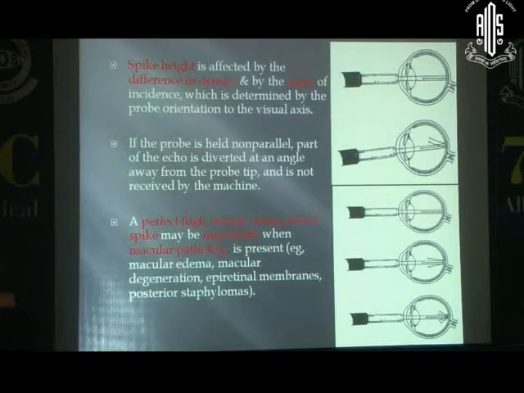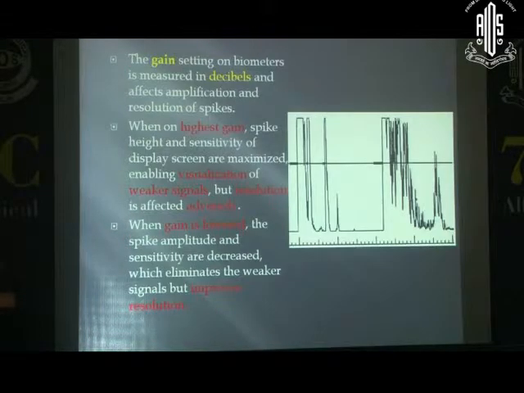Spike height is affected by the different density of the medium as well as the angle where the probe is directed. For a perfect spike height, you need to be perpendicular. If there is a gross macular pathology, it is a bit difficult to get a good reading from a contact biometer. The gain settings are in decibels.